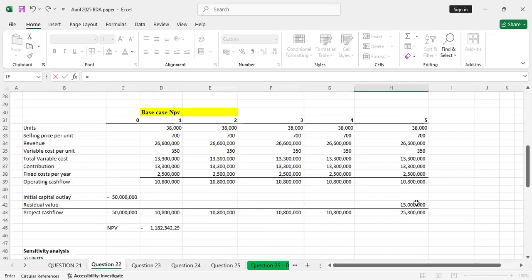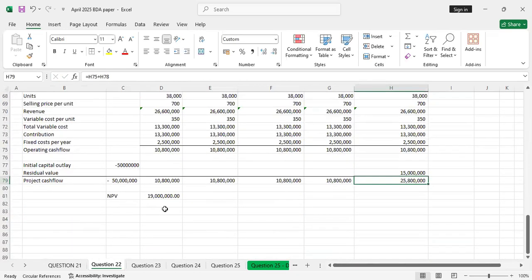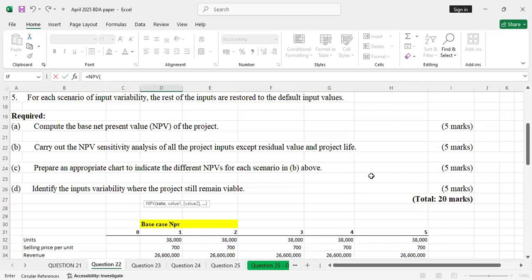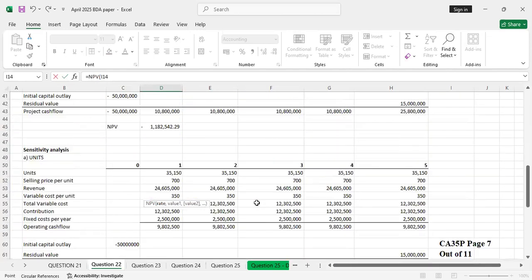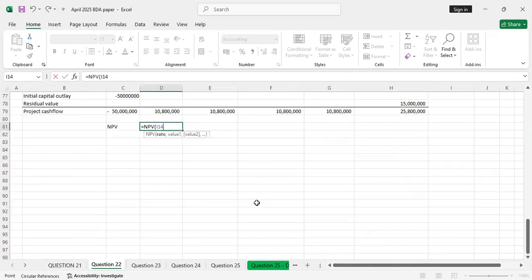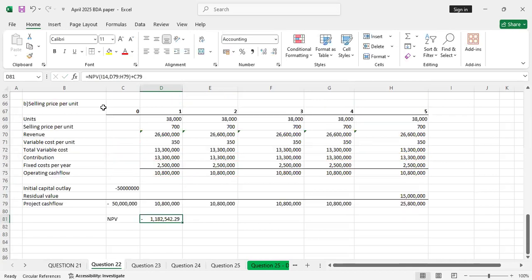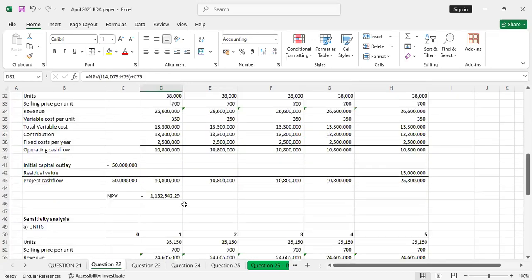From the base case NPV that way. So I'll also have to calculate this again so that I get the original NPV. So I'll just put equals NPV. My rate was 11%, comma, I select all that, I close the bracket, you add back this. Your NPV should be that NPV that we had under. Just to confirm if you are right. Yeah, it's the same.